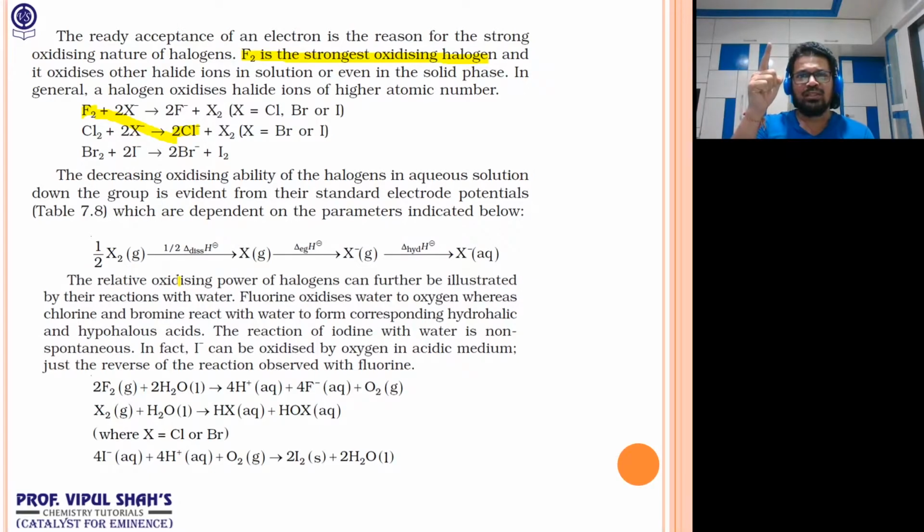Who's above? Bromine is above. So the left-hand side reaction, left to right, will happen. Bromine will get reduced to bromide, and iodide, which is down, will get oxidized to iodine. So again, the diagonal rule. Alright. Now, for fluorine, it is the strongest oxidizing agent.